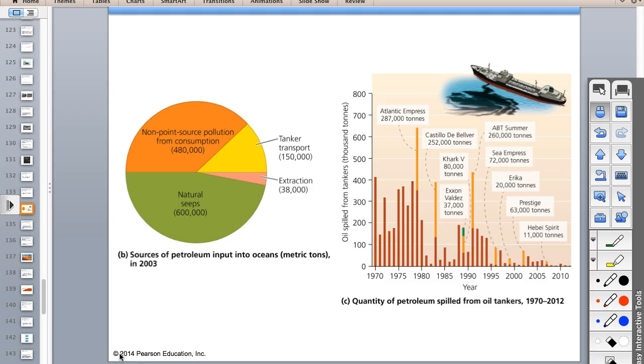Non-point source pollution would be something like all the parking lot cars leaking oil and running off into the ocean from the parking lot. Can you point to that? No. So anyway, the biggest part here is natural seeps and then non-point source pollution. That's just all the little leaky boats in the ocean all put together. And then your tankers. Extraction does leak some as well. And so here are some of the biggest oil spills. I'll finish this up tomorrow. See y'all. Thanks.